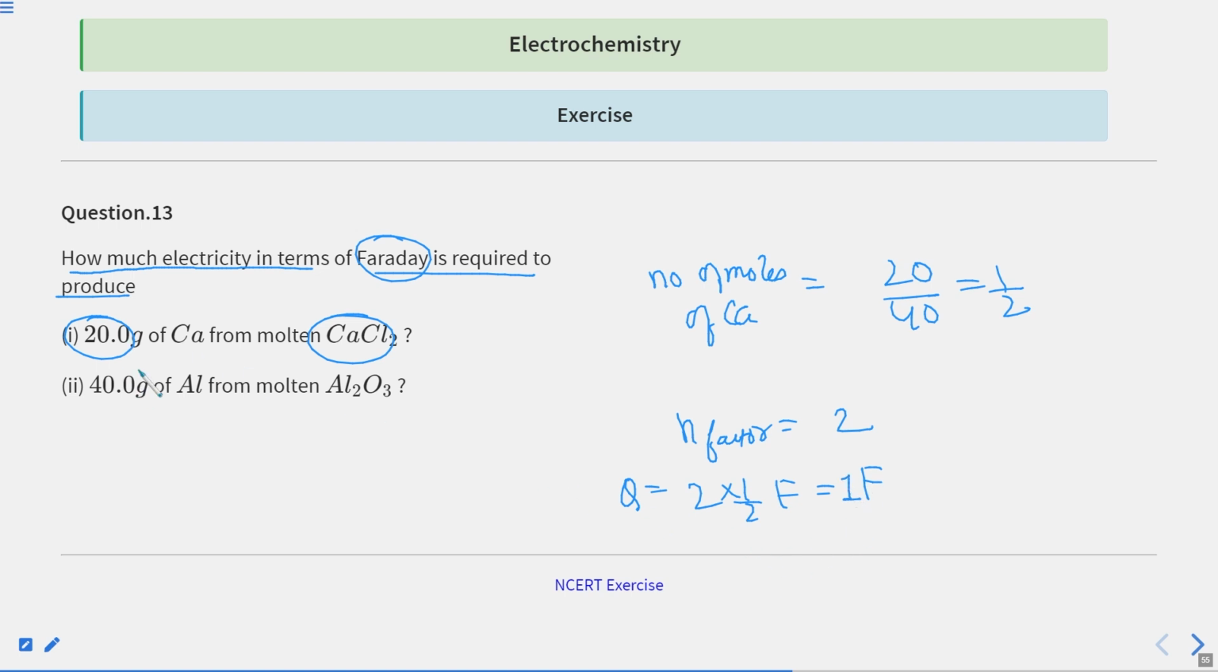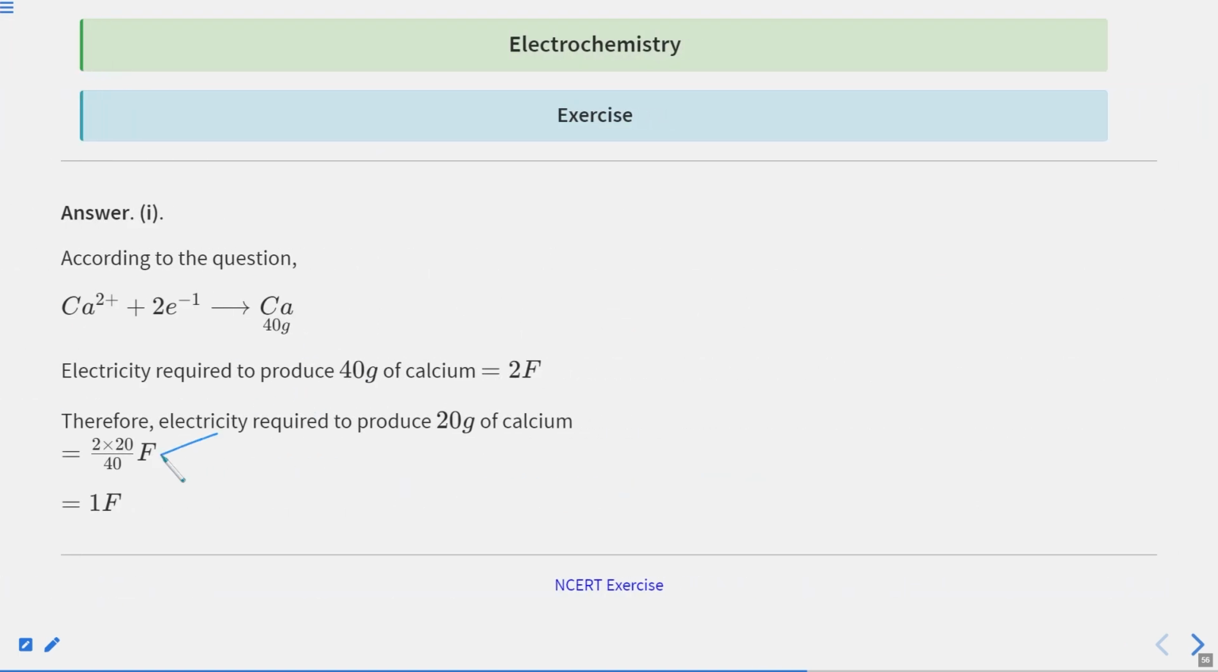Clear? What about this? 40 gram, so number of moles of aluminium will be equal to 40 by 26. Multiplied by N factor is what? I'm directly finding the charge for it. So it will be multiplied by 3. 3 is the charge. Clear? So you solve this, you will get a value. Let us see the solution. So we have 1F.